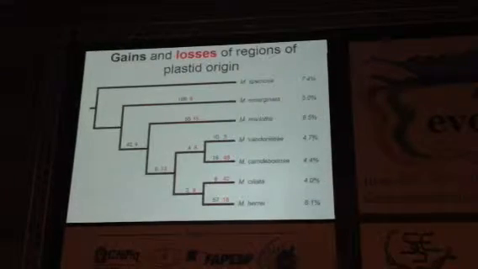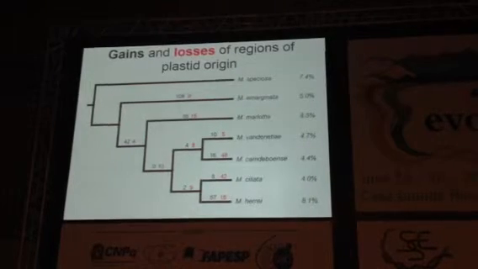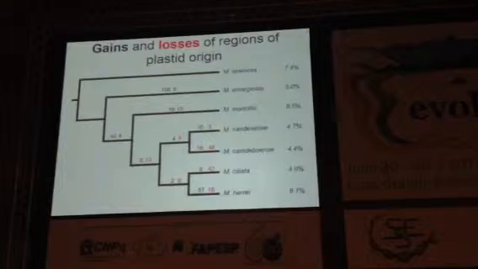And we have a phylogeny of these species, so I can use Dollo parsimony to place these fragments on different branches of the tree.